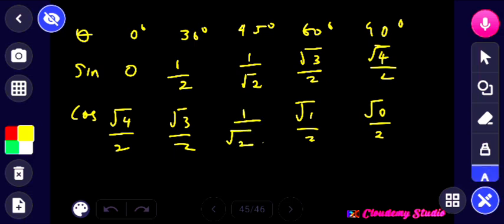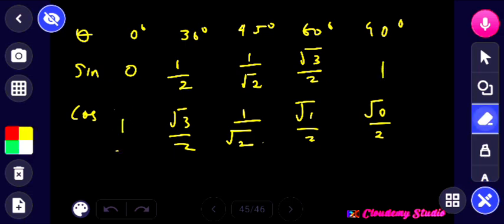Root 4 over 2 is the same thing as 2 over 2, which is 1, right? Which means this one, sin of pi over 2, is equal to 1. This one equals 1 over root 2. This one equals 1 over 2. And this one equals 0. So this is the logarithmic table. This is the basic trigonometric functions that we have.